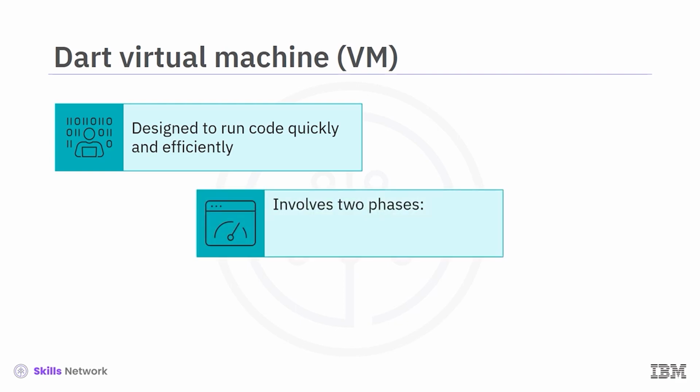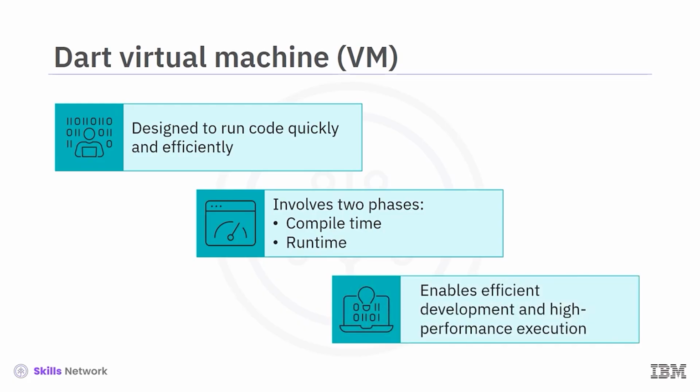Dart programs involve two important phases: compile time and runtime. At compile time, Dart code is checked and optimized, ensuring early error detection and better performance. During runtime, the Dart VM executes the compiled code, managing dynamic operations such as memory allocation and user interactions. This dual-phase approach enables efficient development and high-performance execution of Dart applications.